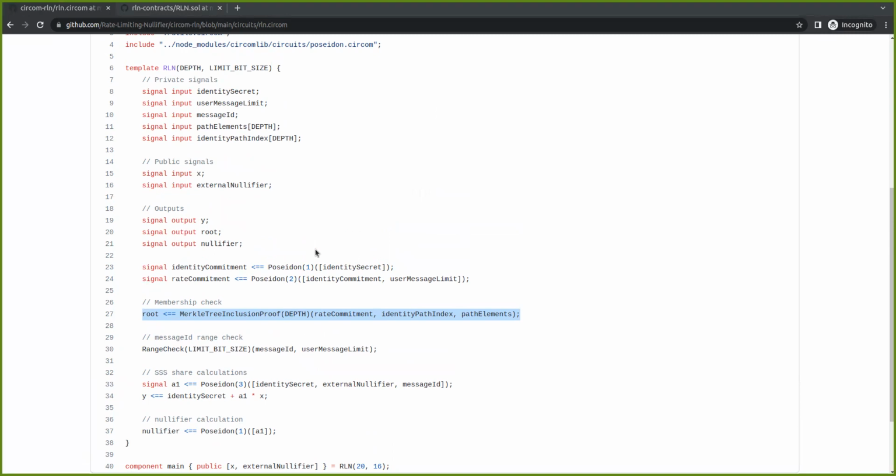We don't store secret values in the contract. We only store the hash of the secret in the contract. That's like identity commitments. And we also store rate commitments, which are the hash of identity commitment and message limit in the Merkle trees. I don't know how you can, or maybe I don't understand your question.